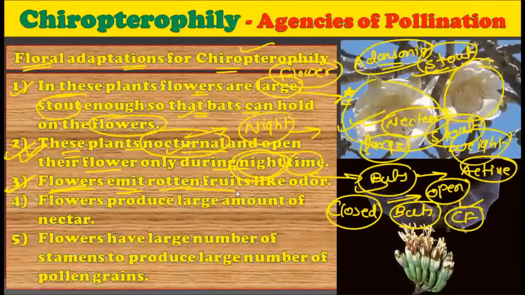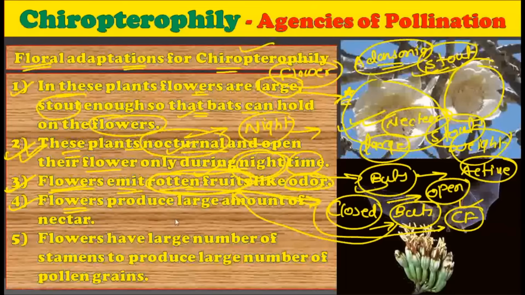Flowers emit a rotten fruit-like odor. All these flowers which are bat pollinated emit the rotten fruit-like odor. That is, they smell like a rotten fruit. Now this type of smell is quite attractive for the bats, and that is why whenever bats smell this type of rotten fruit, they try to visit that flower. So indirectly this is a signal for bats that here is the flower. So the flower emits the rotten fruit type of odor which attracts the bat so that the bat can visit them and help in the pollination.